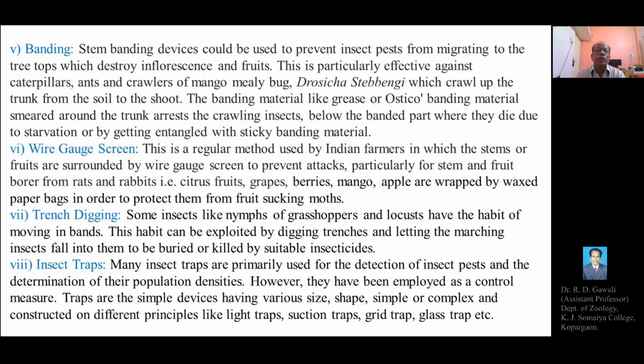So, use of wire gauze screen. This is a regular method that can be used by Indian farmers, in which the stems or the fruits are surrounded by a wire gauze screen to prevent attacks, particularly from stem and fruit borers, rats and rabbits. Citrus fruits, grapes, berries, mango and apple are wrapped using waxed paper bags so as to protect them from the fruit sucking moths.